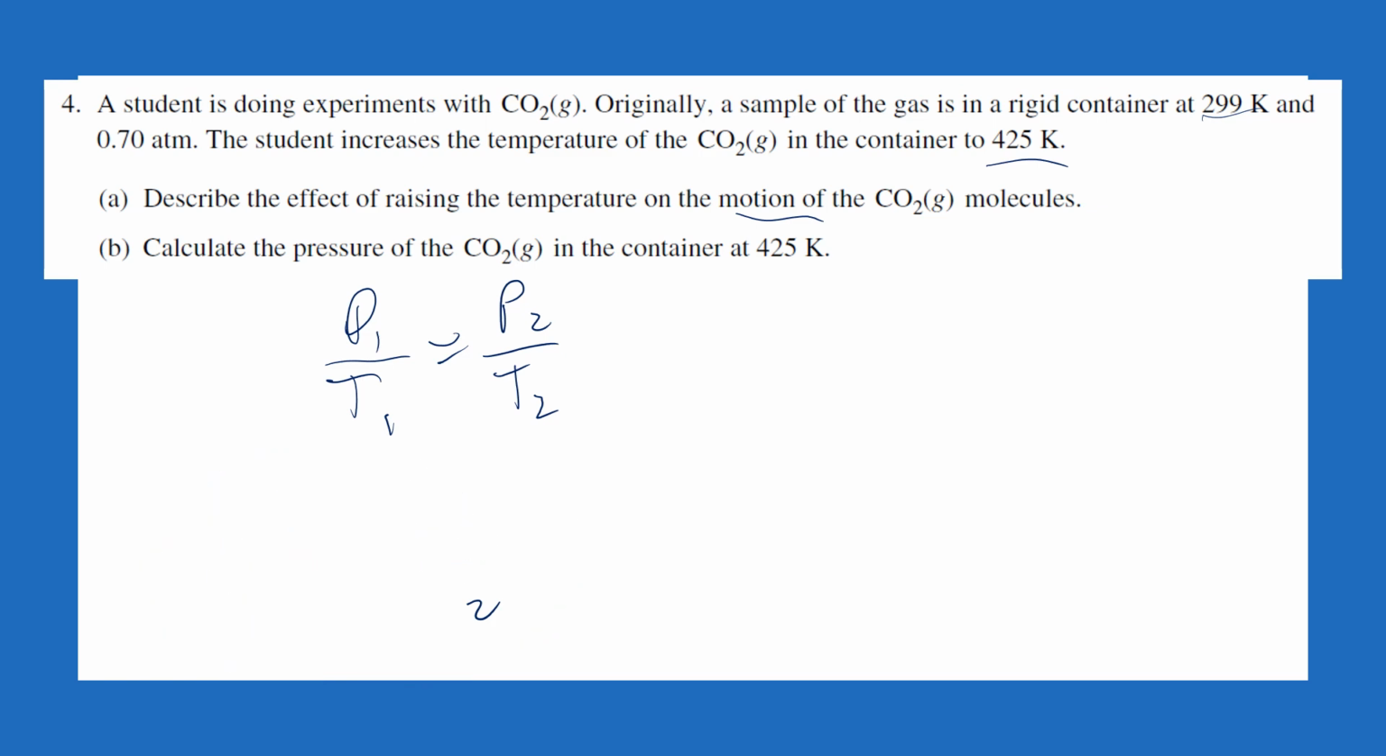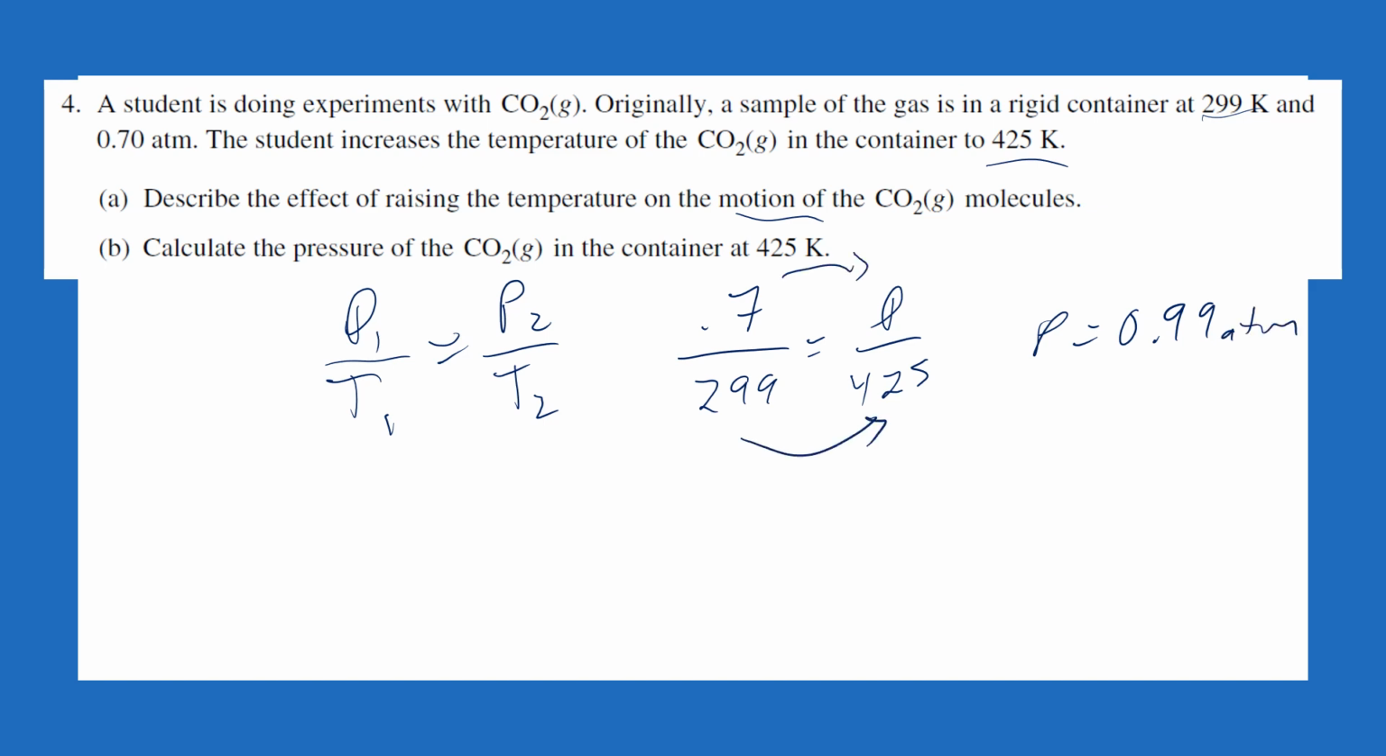So now I can just plug in, originally it was at 0.7 at 299 Kelvin. What is the new pressure at 425? And it is 0.99 atm, which makes sense because you're increasing the temperature, you'll increase the pressure.